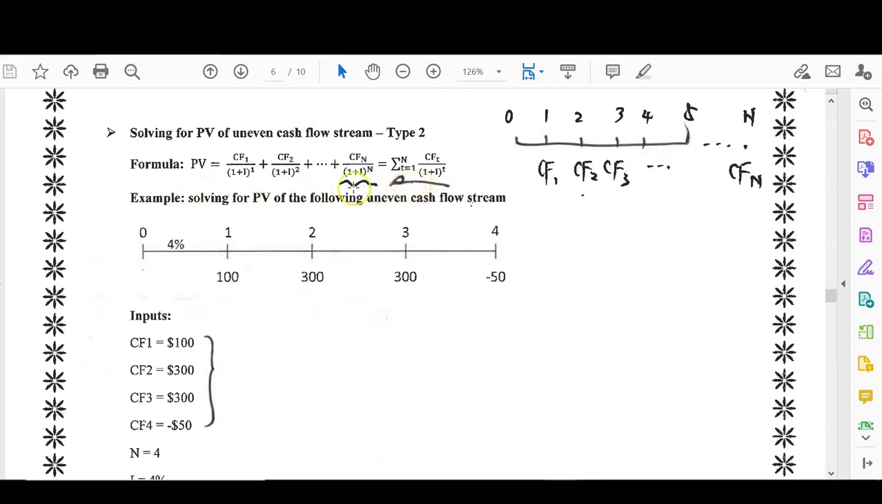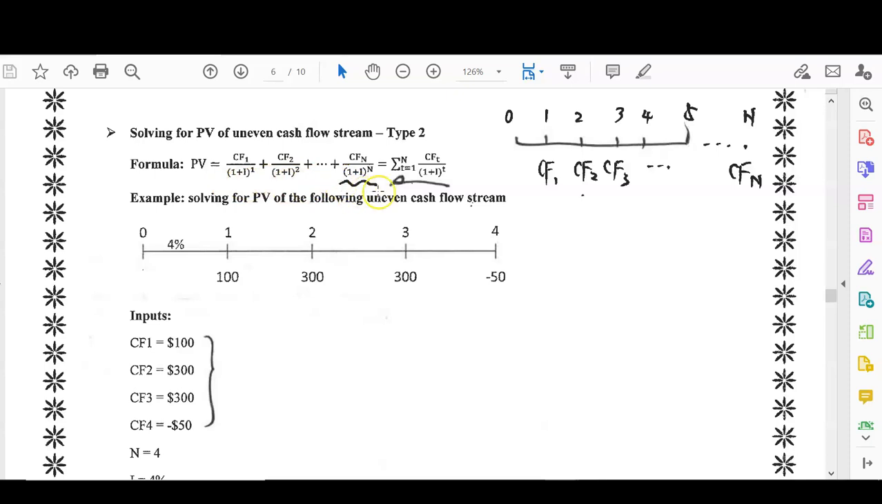We can also stand for the same thing using this summation sign. T is from 1 to n, and cash flow T divided by 1 plus interest rate to the power of T. Okay, and this summation sign means we're using 1 to n to stand for T here and add them up, which is the same as this first item here.